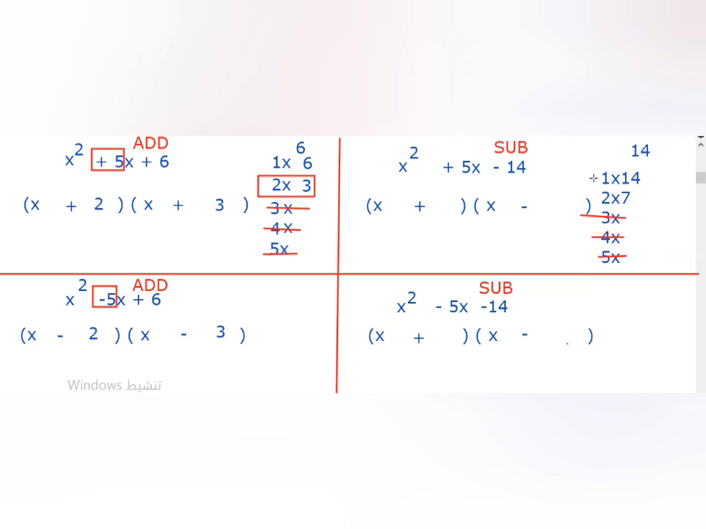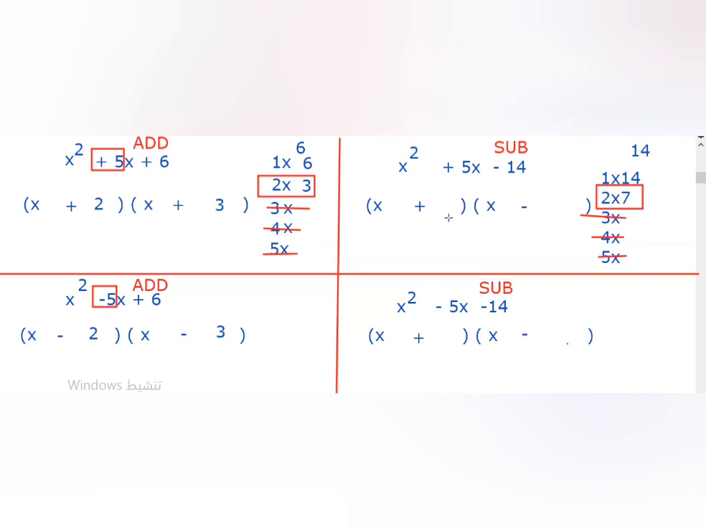Now I have 1, 2, 3, 4 factors. I need to find the ones that can be subtracted to give me a 5. Very good. It's 7 and 2. Now, this is the answer that I'm looking for. Two numbers, when you multiply them, they will give you 14. And when you subtract them, they will give you 5. Now, I'm going to take the 7 and the 2, put them here.